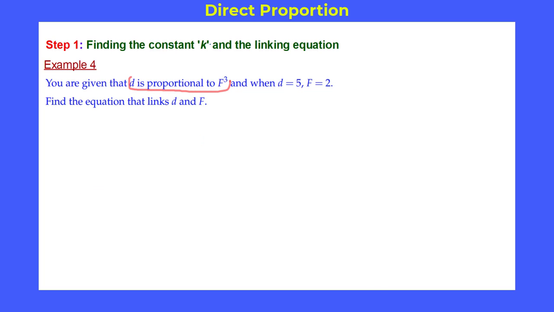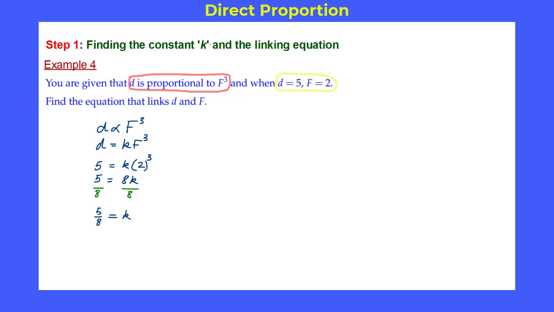Fourth example. This time, we're given that D is proportional to F cubed. So D is proportional to F cubed. D equals K times F cubed. In the question we're told D is 5 and F is 2. So substituting those values into the above equation, we're told that 5 equals K times 2 cubed. Now 2 cubed is 8. So 5 equals 8K. Divide both sides by 8. And we get K as being 5/8. Again, a fraction. Let's leave it as a fraction. So D equals 5/8 of F cubed.